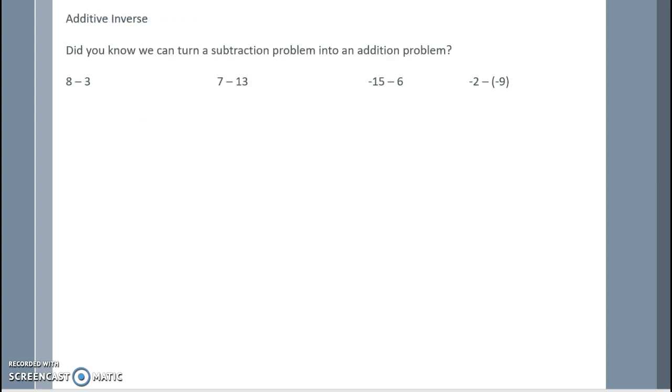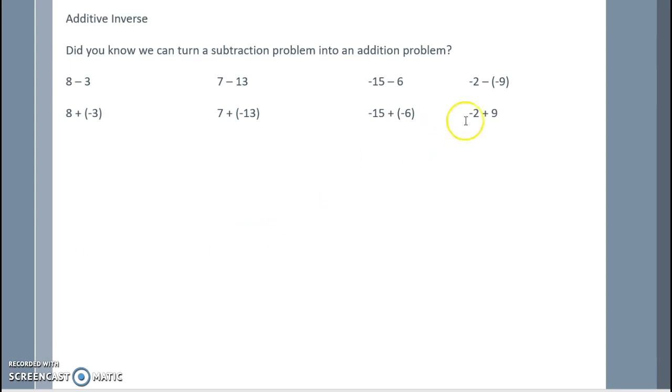The additive inverse. Did you know we can turn a subtraction problem into an addition problem? So here I have a set of subtraction problems. Let's turn them into addition problems, something that we're more comfortable with perhaps. So 8 minus 3 is the same as 8 plus a negative 3, or 7 plus a negative 13, or negative 15 plus a negative 6, and negative 2 plus 9.